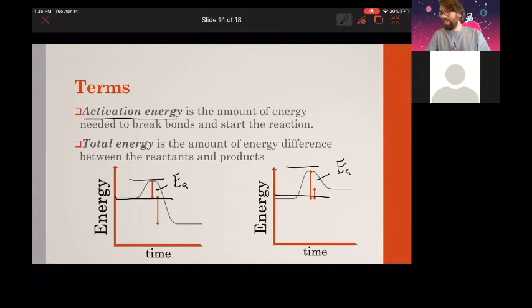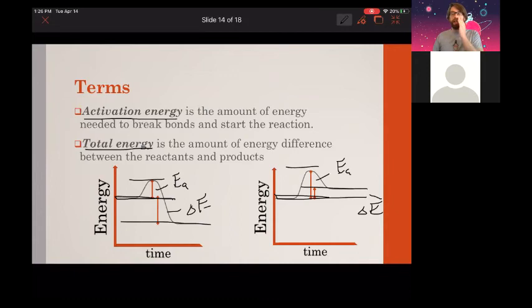The total energy is the difference between the reactants and the products. That's delta E. The difference between the reactants, hey, that's better, and the products, right there, that's delta E. You can see that delta E for the first one is negative, it's gone down, and the delta E for the second one is positive, it's gone up. But you're looking for those distances on the graph.